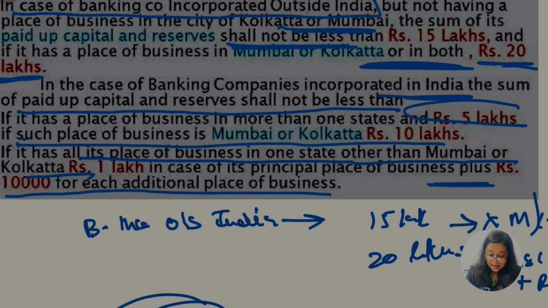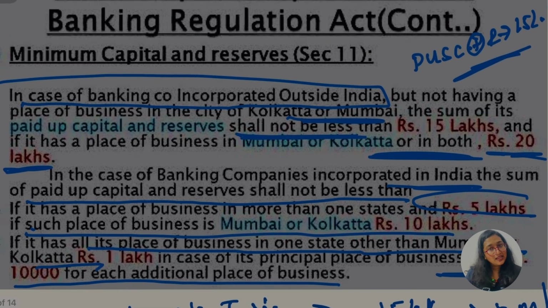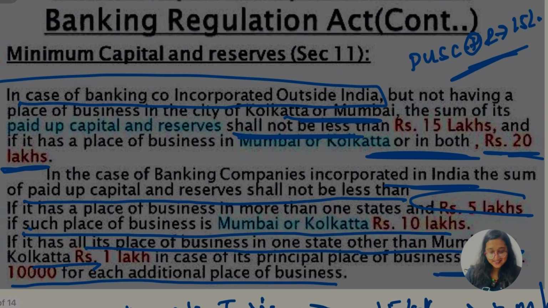Okay. And the second part's second case, if it has all place of business in one state other than Mumbai and Kolkata, in that case what is going to be that minimum amount? 1 lakh. For each additional state it's going to be 10,000. This much is clear, right? Okay. So yes, this was a quick chart. Now we are going to start the next lecture from this point.